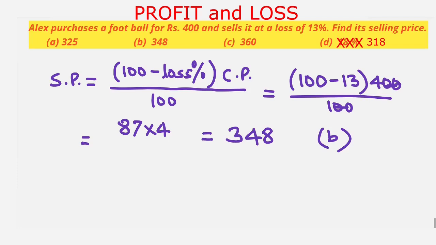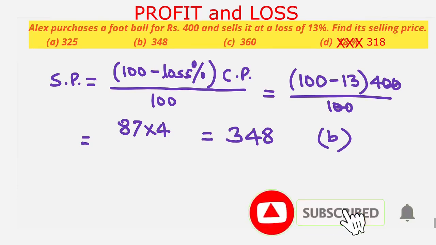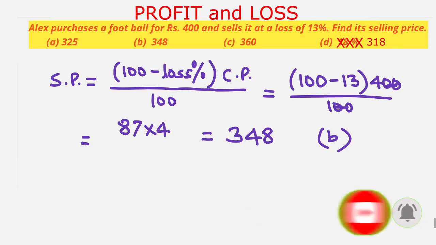I have solved this question just to explain how to use this formula of finding SP when cost price and loss percent is given to us. We can solve this question orally. Loss percent is 13% and cost price is 400. 13% of 400 is 13 times 4, which is 52, and on subtracting 52 from 400 we get 348. This way we can solve this question orally.